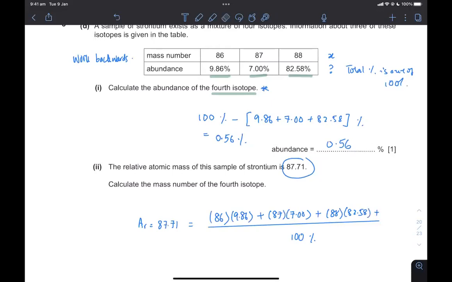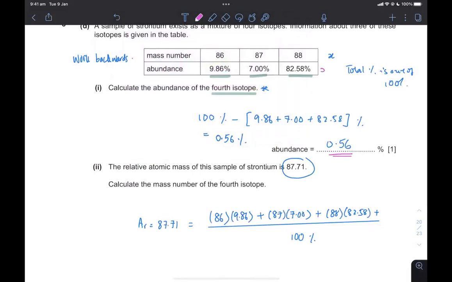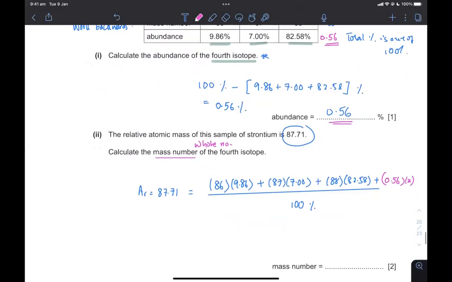But the very last one is tricky, because I have the 0.56%, but I don't have the mass number. Mass number is a whole number, so make sure later on you give a whole number. So this one will be 0.56x. Your job is to find x. These are numbers, numbers you can do on the calculator. x you cannot do on the calculator.